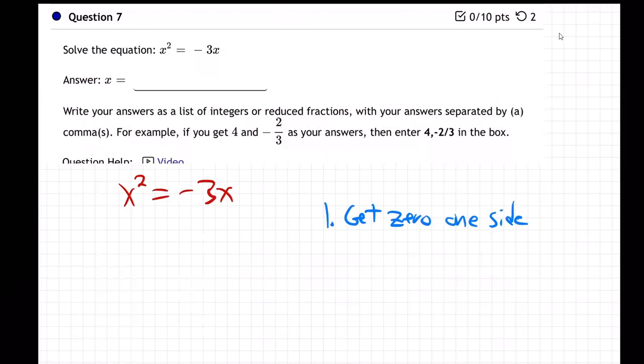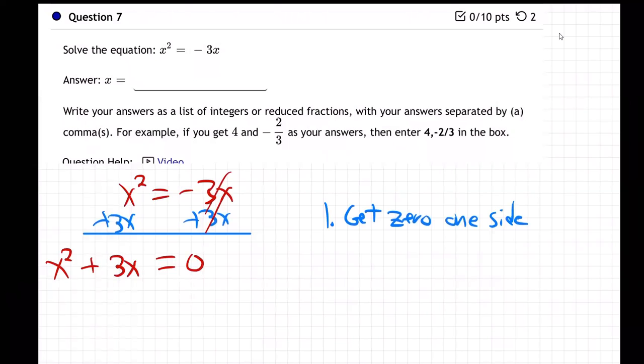Well, I'm going to come in here and add 3x to both sides. And when I do, these cancel. So that puts 0 over there. And what's the other side? X squared plus 3x equals 0. So step number 1 is we get a 0 on one side by adding 3x to both sides.